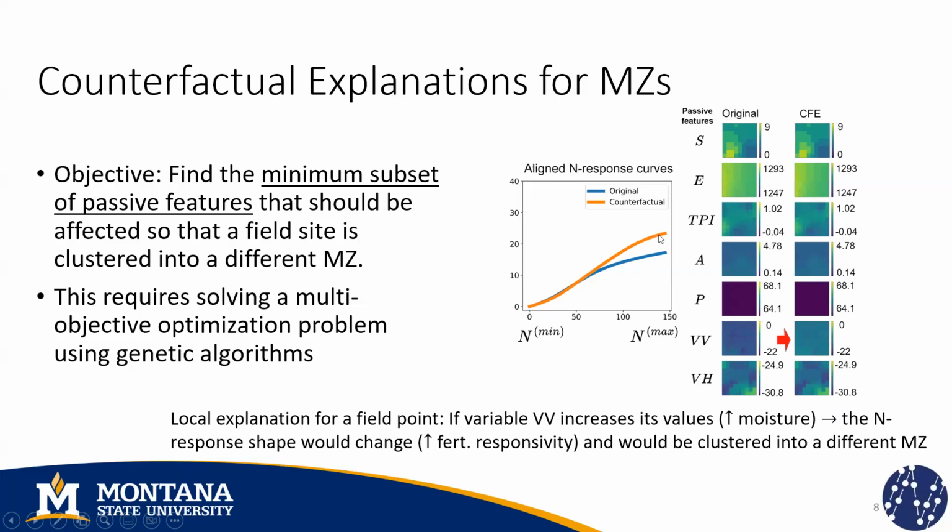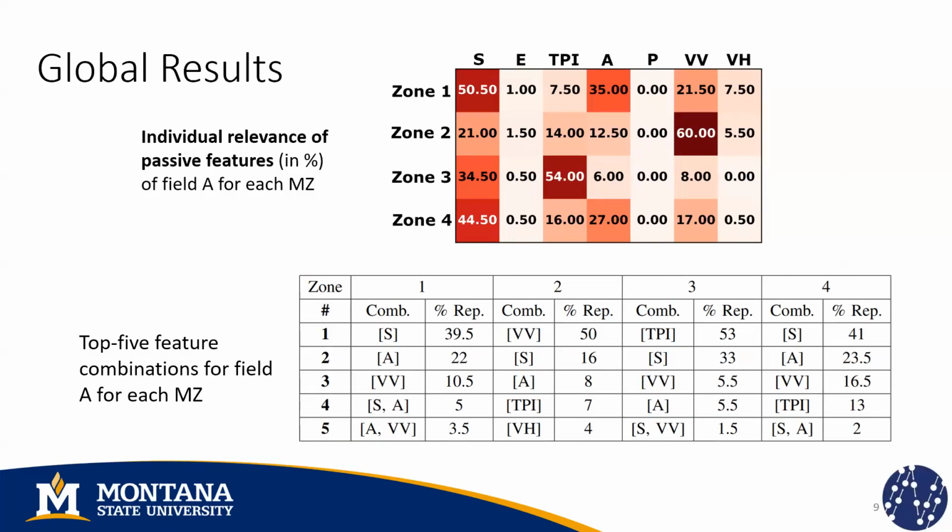And now this curve belongs to a different management zone in which the curves present a higher responsivity. We can repeat the same idea for all points within each management zone to obtain the individual relevance of the features. The idea is that the more often a variable is altered during the counterfactual explanation generation, the more important it is compared to the rest of the variables. In this case, the terrain slope has been selected to change more times than the rest of the variables, and that means that it is more relevant for the management zone assignment. That makes sense because the slope is related to fertilizer runoff. The more slope, the more runoff, and therefore lower fertilizer responsivity.